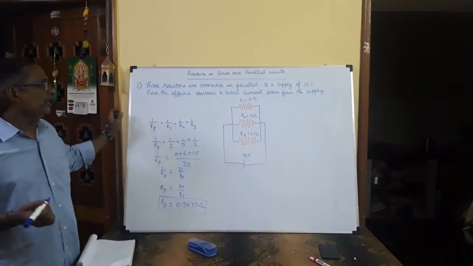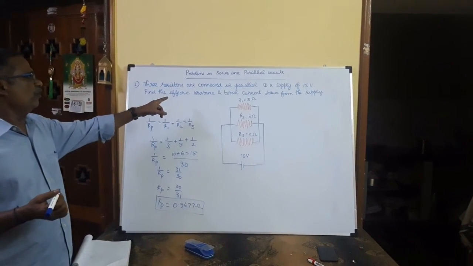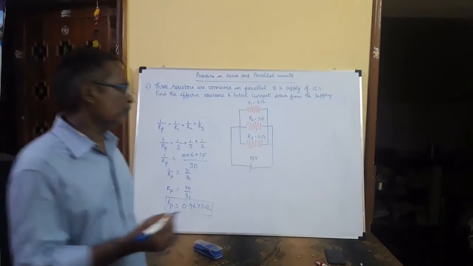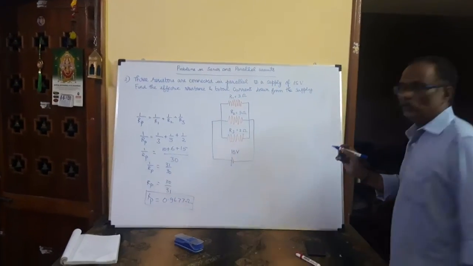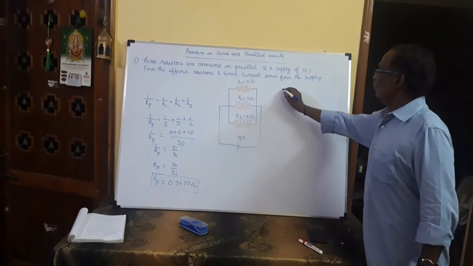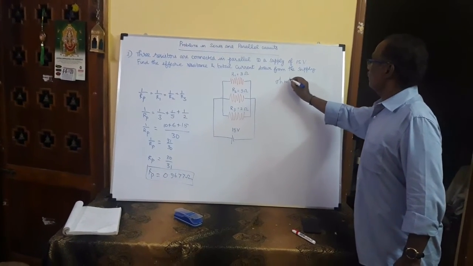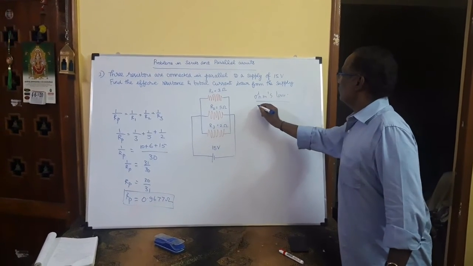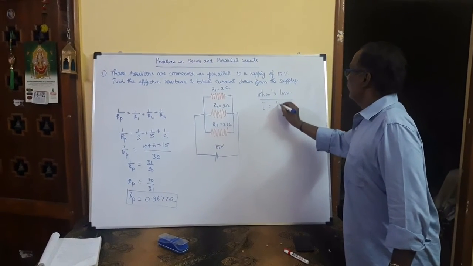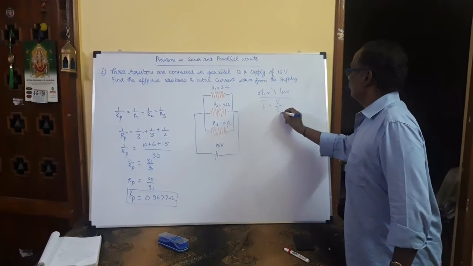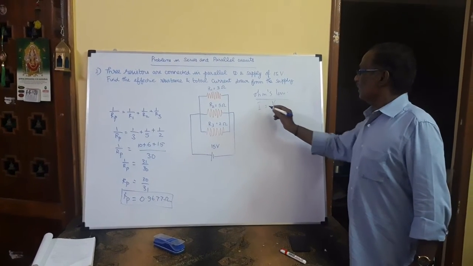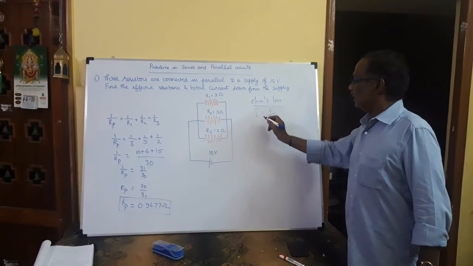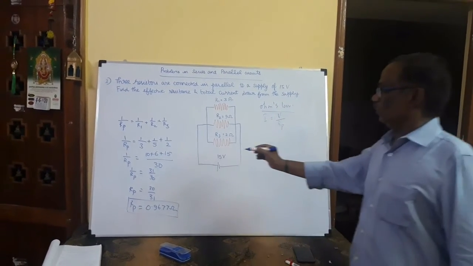Then what is our aim? We have to find the total current. What is the total current according to Ohm's law? The current I is equal to V by Rp. Rp is the effective resistance, V is the applied voltage, and I is the current through the circuit.